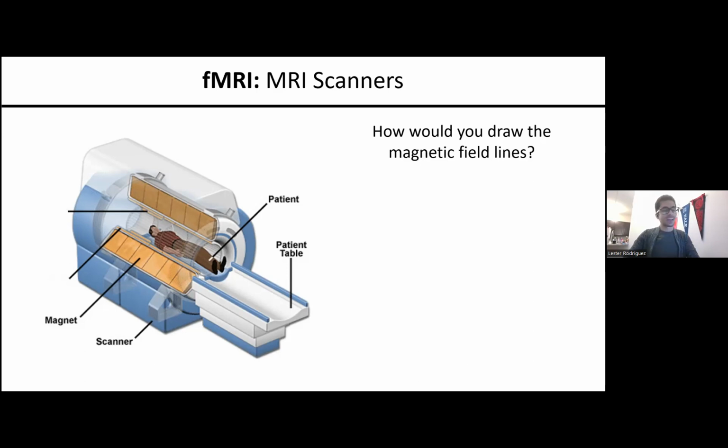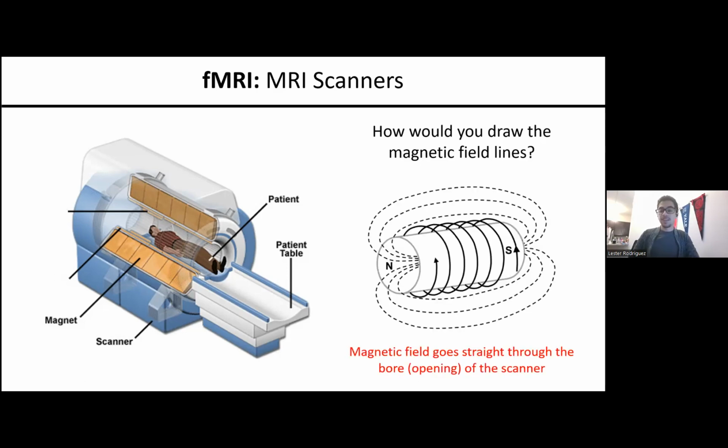And you are correct. The magnetic field lines are going straight through the middle of the cylinder, through the opening of the scanner, or the bore of the scanner, as we call it too. So yes, like somebody said just now, they're going through the person. And that's really important, because if they aren't going through the person, then it's not going to work. The magnetic field lines are going straight through the person.